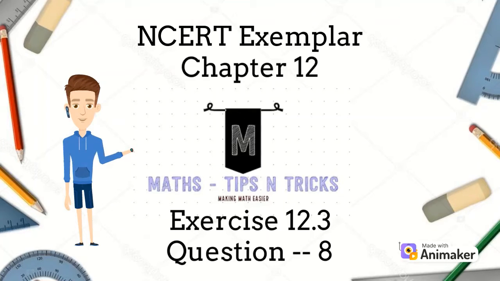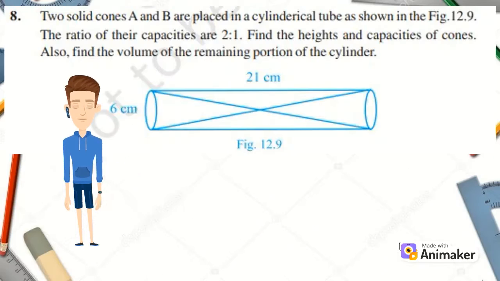Today I'll share the solution of question number 8 of exercise 12.3, chapter 12 of NCERT Exemplar with you. Let's start. The question is that two solid cones A and B are placed in a cylinder tube as shown in the figure. The ratio of their capacities is 2 is to 1. Find the heights and capacities of the cones. Also, find the volume of the remaining portion of the cylinder.